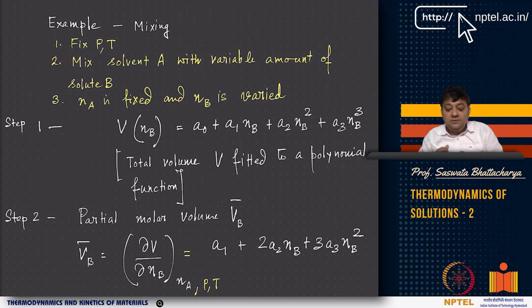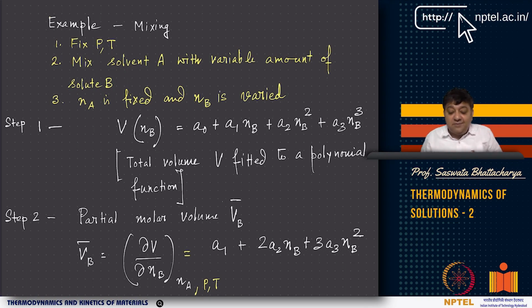Now think of mixing. What is the mixing process? When you have solute and solvent, or components A and B, and you mix them and form a solution. How do you do that? Because that is what creates this partial molar quantity, like partial molar volume and so on. So if you think of mixing, you fix a pressure, you fix a temperature, then you mix solvent A with a variable amount of solute B.